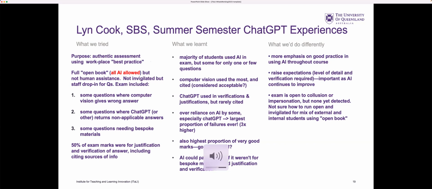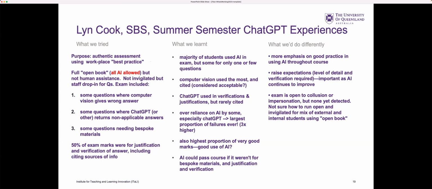So my course was a summer semester course. It has internal and external enrollments, cross-institutional enrollments and also some non-degree enrollments as well. And this exam was held in January, just at the time that ChatGPT was all over the news and the university was starting to make comment on its use and so on.